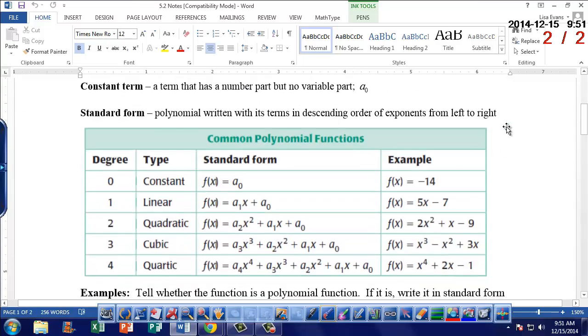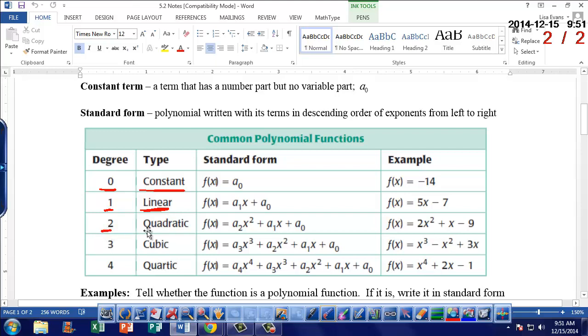Oh, and standard form of a polynomial, we've already talked about this, is when it is written with its terms in descending order of exponents from left to right. Now, if there is a degree of 0, that means there's no variable in it. We call that constant. If there is a degree of 1, like y equals mx plus b, like y equals 3x minus 5, that's a linear.